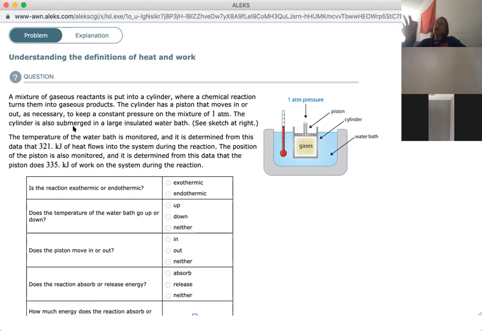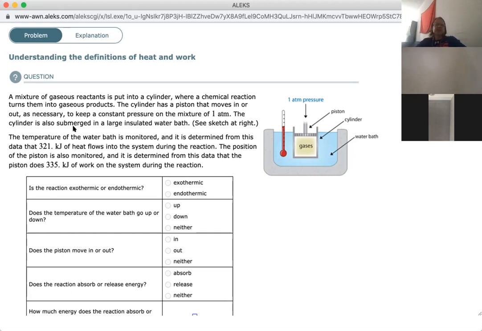And then there's a water bath, so there's water. The water is there so that we can measure the temperature. So if the temperature goes up, that means it's getting hotter. And if the temperature goes down, that means it's getting colder. And then there's some sort of device holding the whole thing together, okay?